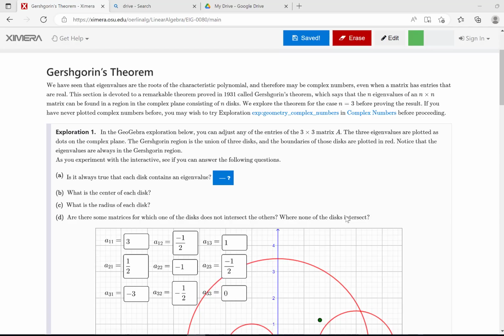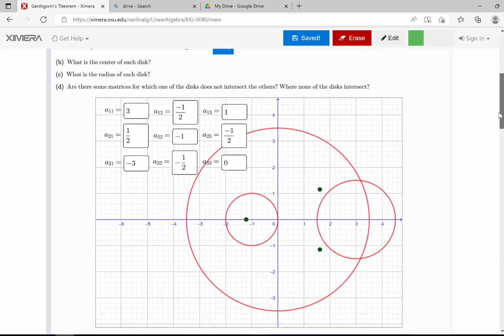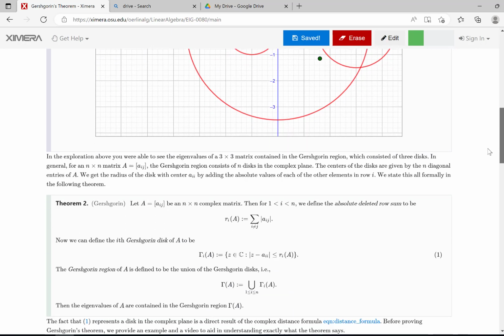This video is to help you understand Gershgorin's theorem. I'm going to presume you've already looked at exploration 1 and you've changed some of the entries of this 3x3 matrix and seen what it does to the circles and tried to answer some of the questions.